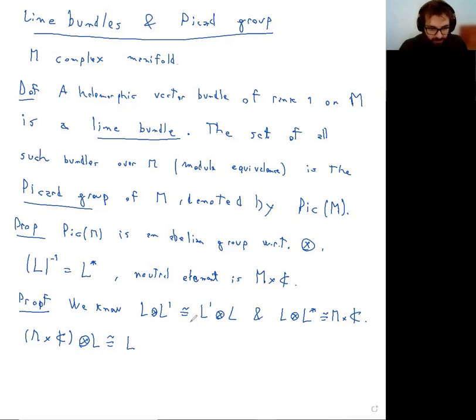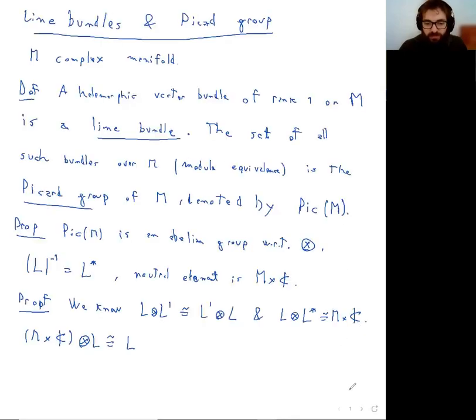There's only one more thing I want to say about this. This is the Picard group, and it's a group. But I want to discuss a bit more how this modulo equivalence looks if you really look at it via the transition functions. So we'll look at a tiny spoiler of things that will come in the future.